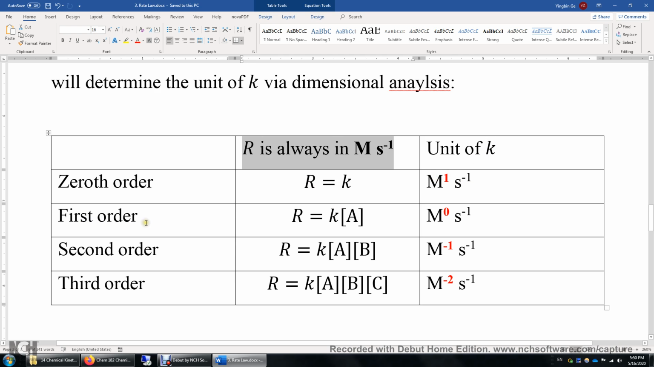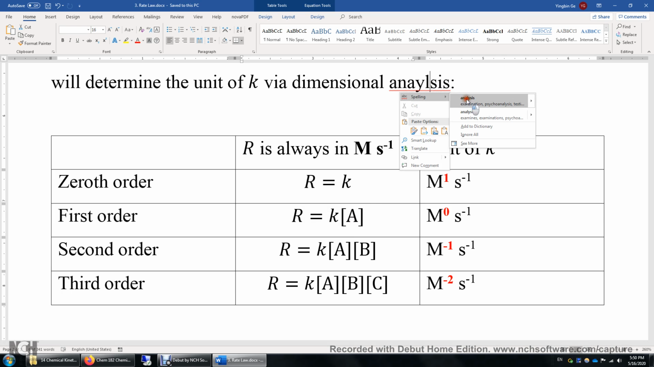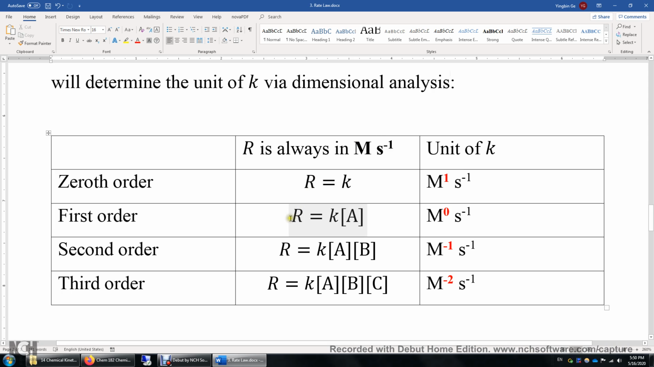What about first order reactions? For first order reactions, R equals K times A to the power 1. Thus, first order. Let's do some dimensional analysis. That means we need to balance the units. On the left-hand side, you have molar per second. Therefore, K times the concentration of A, that means K times molar, is equal to molar per second. Therefore, the unit of K is simply second to the power negative 1.